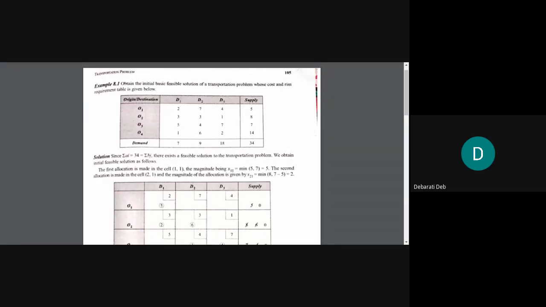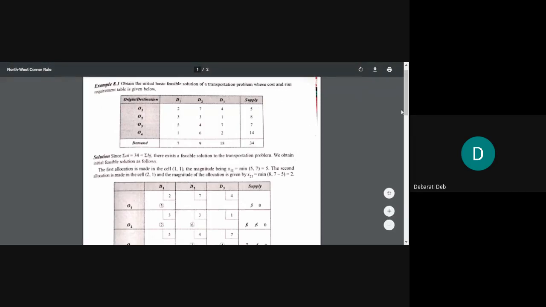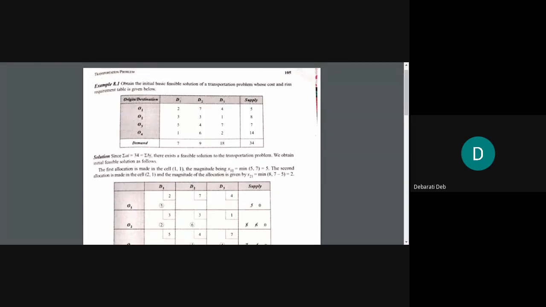Okay, good morning to everyone. Today we will do the northwest corner rule, how to use this northwest corner rule in order to solve transportation problems. That will be covered in today's class.